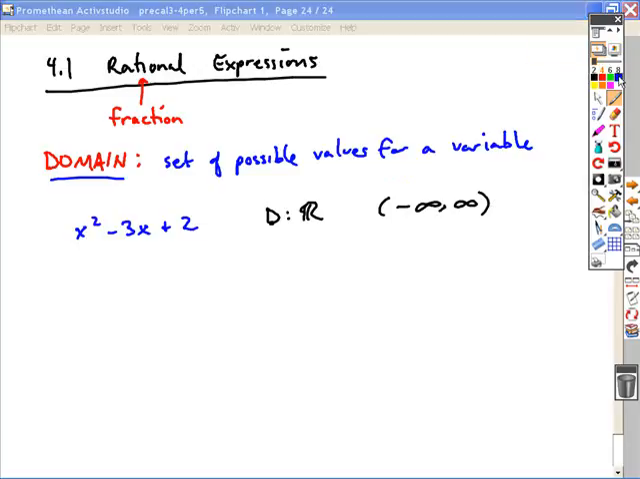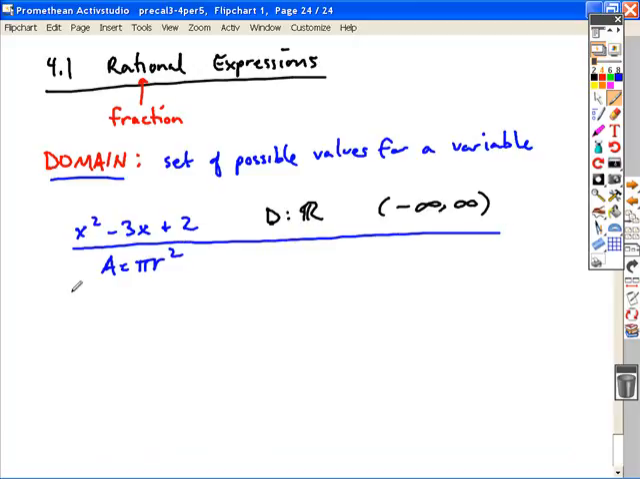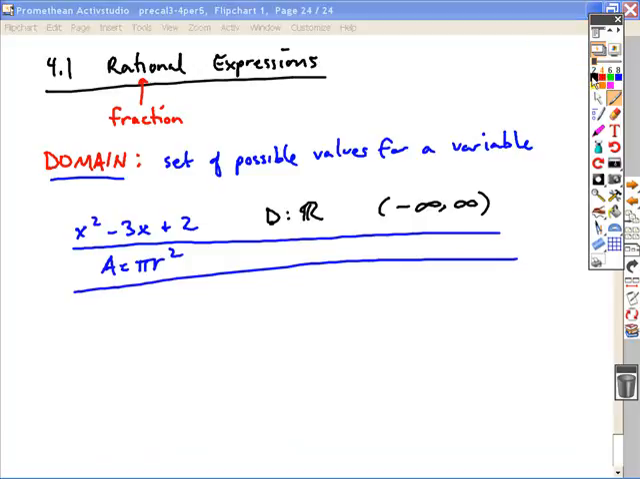Now, as far as restrictions on the domain, there are some ways that restrictions can be incorporated. One is by a formula. So you have this formula. It should be familiar to everybody. This is the formula for the area of a circle. Because it's a known formula of a geometric figure, is there any restriction on the variable for that?